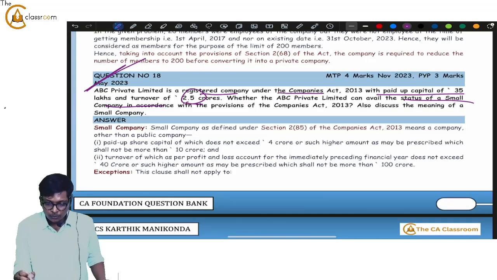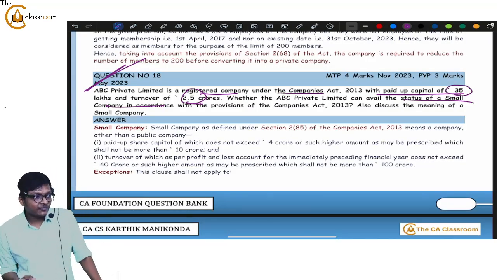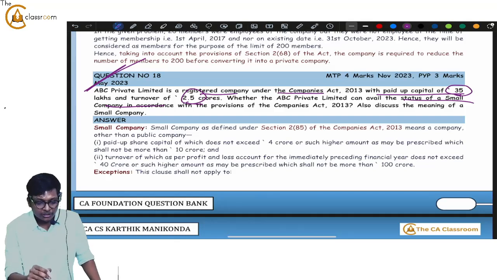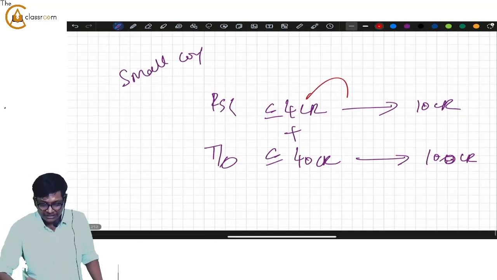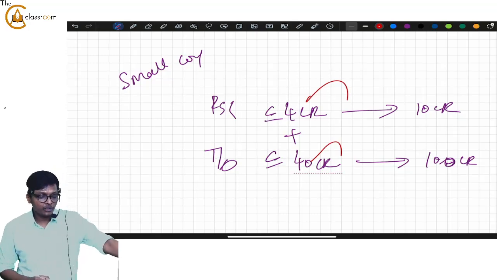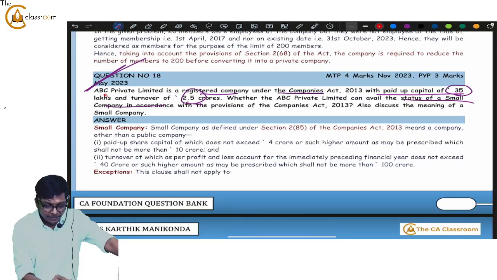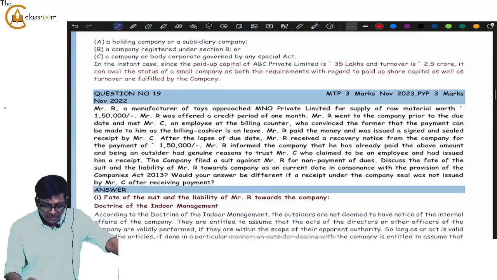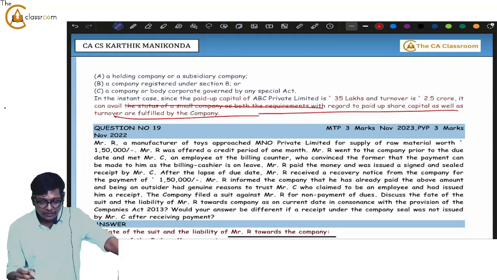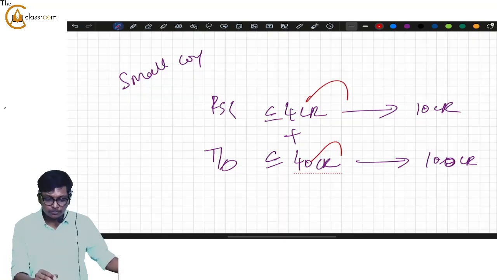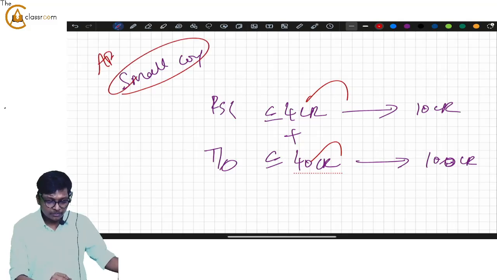Now in this question, what is the paid up share capital? It's only 35 lakhs. What is the turnover? It's only 2.5 crores. It is within 4 crores. It is within 40 crores. Therefore, this company ABC will be a small company. Fulfilled, therefore it will be a small company. ABC Limited is a small company.